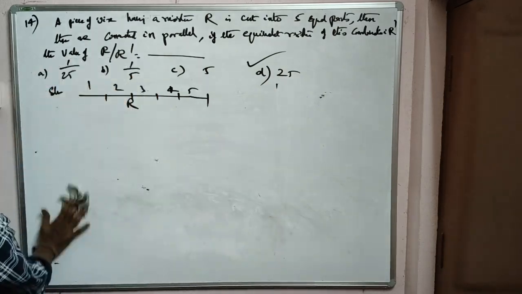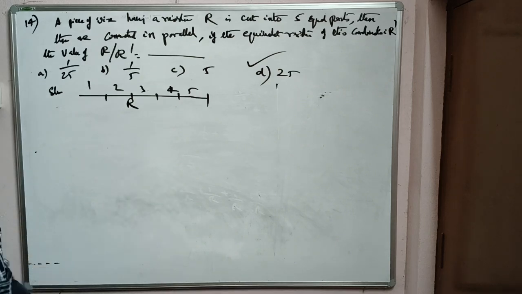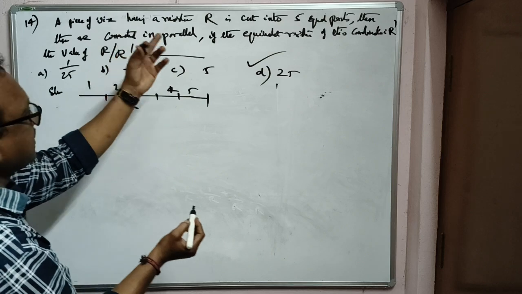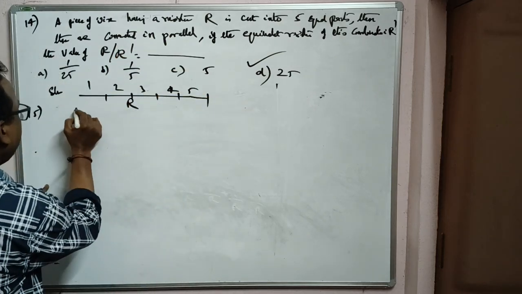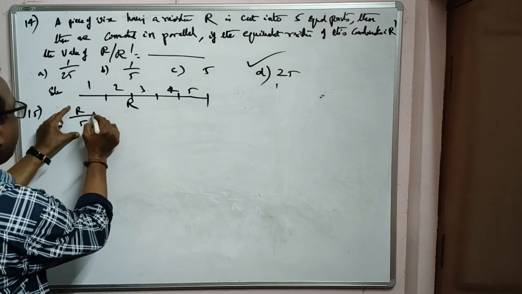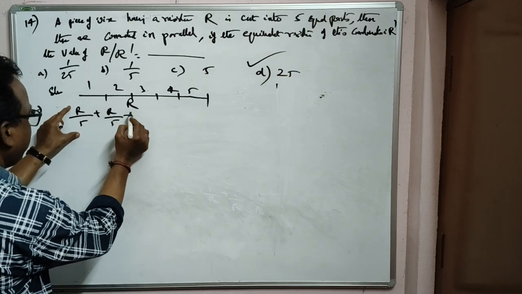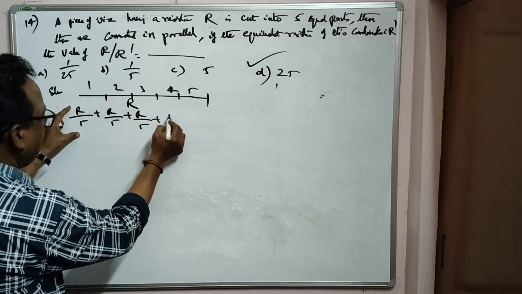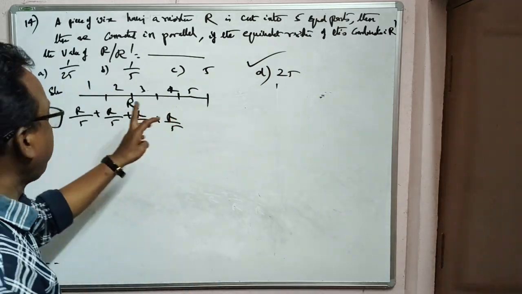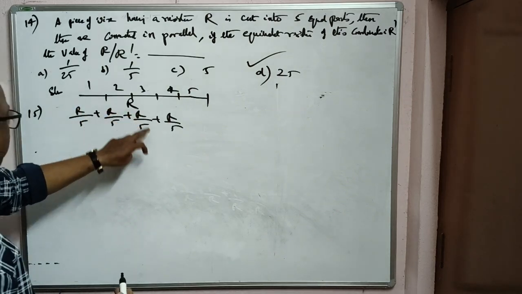How the answer will change, we'll see. That one you can take as the 15th problem. Same thing, suppose they are connected in series. That means R by 5 is the resistance of one value, effective value R by 5, R by 5. Are you following? Because each value is R by 5.